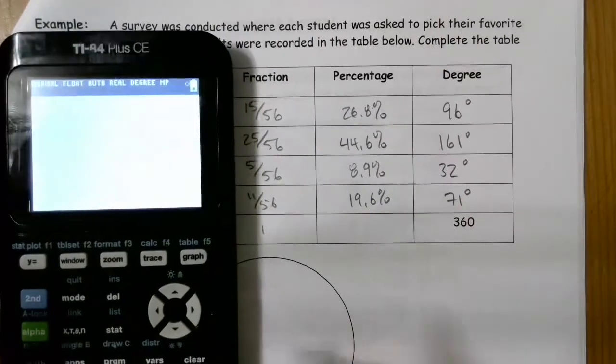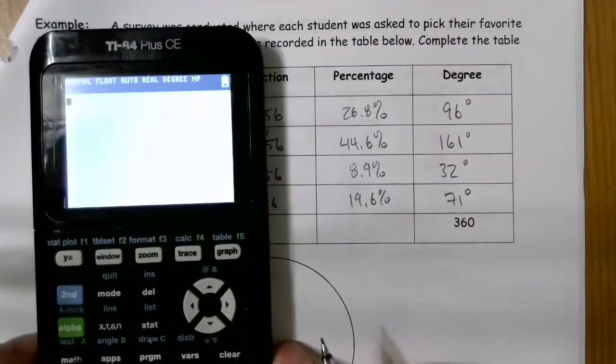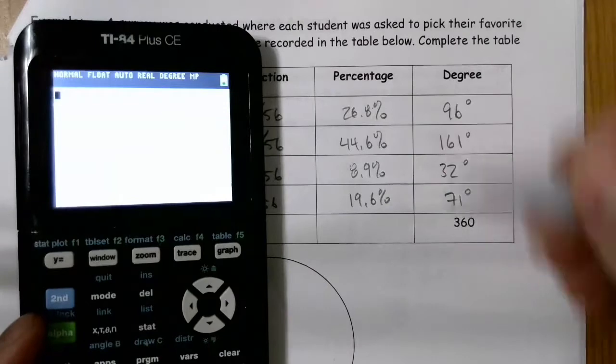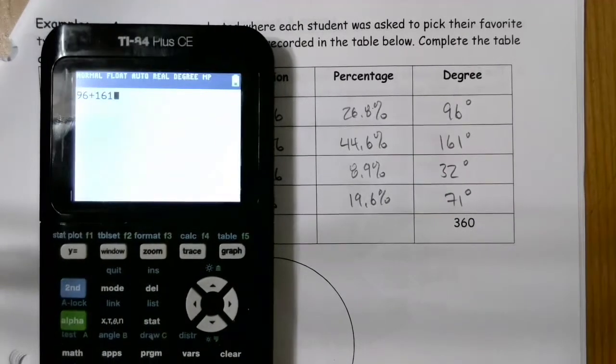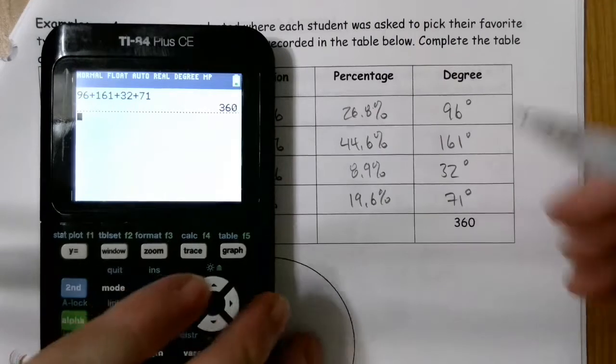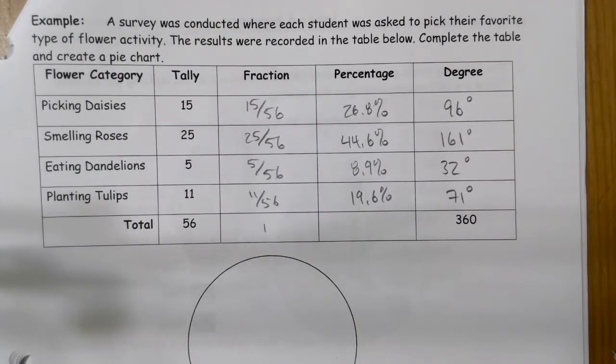Now, let's just double check that this works, okay, because this is ultimately my goal. So let's just make sure that 96 plus 161, plus 32 plus 71 equals 360, and it does equal 360. Okay, that's good. I feel really good about those values here.